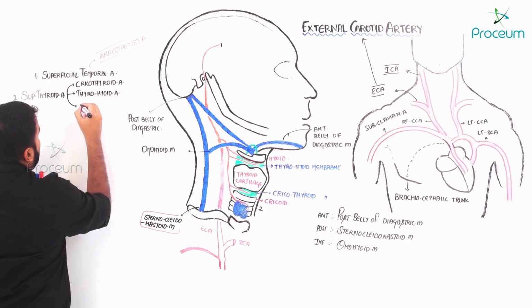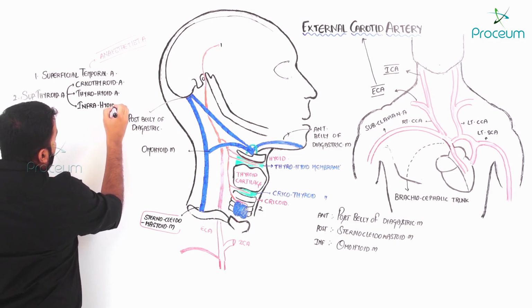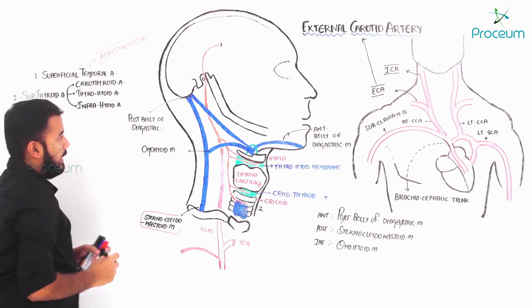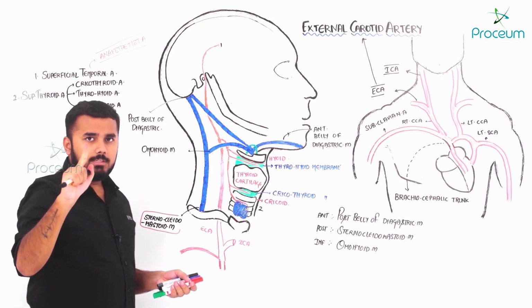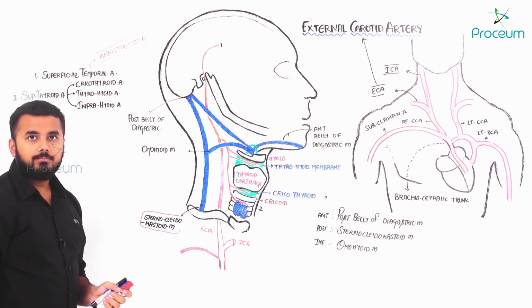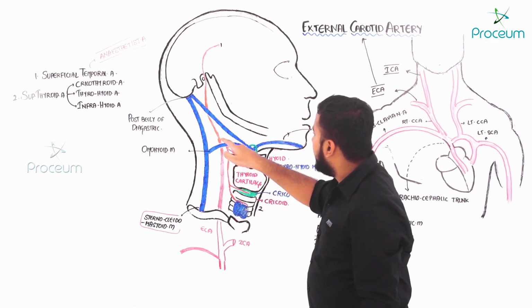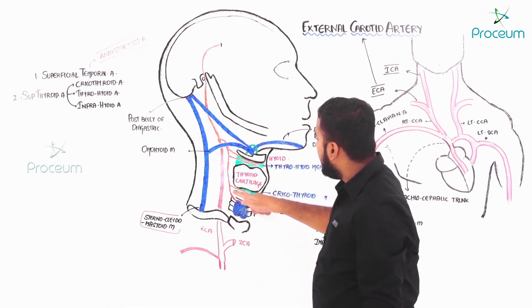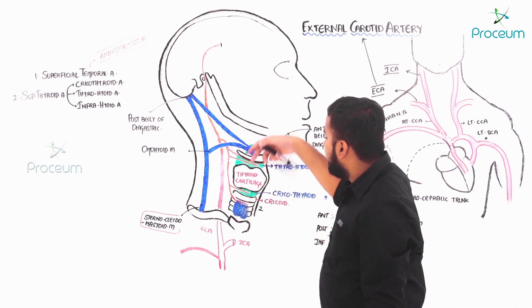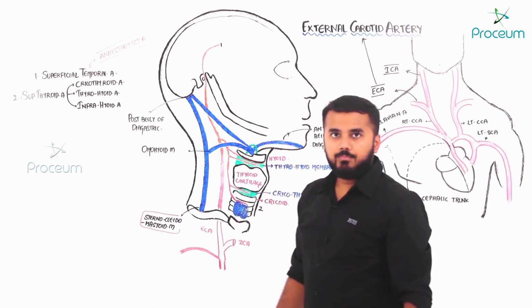The next branch will be the infrahyoid artery. Clear? So what was the first branch? The first branch was called the superficial temporal artery. What is the second branch? The second branch starts from the carotid triangle, comes down all the way and supplies your thyroid gland from the top. So you call it the superior thyroid artery.